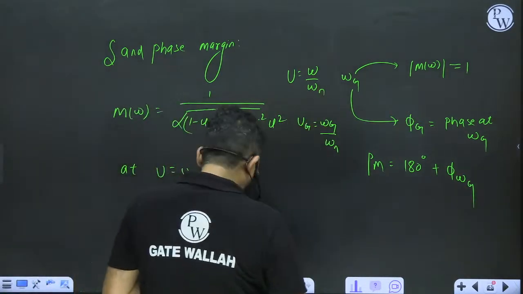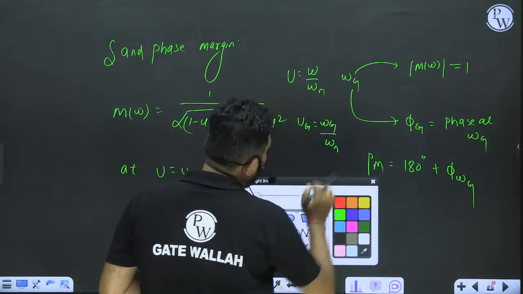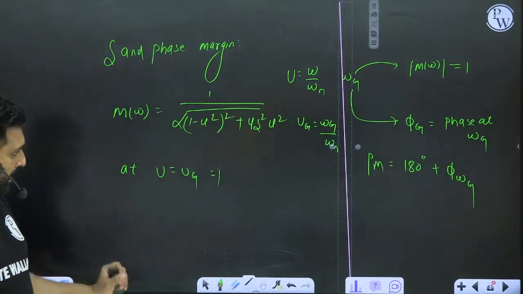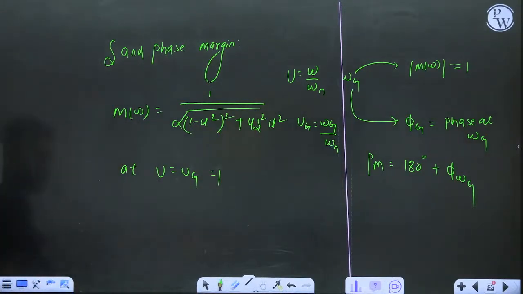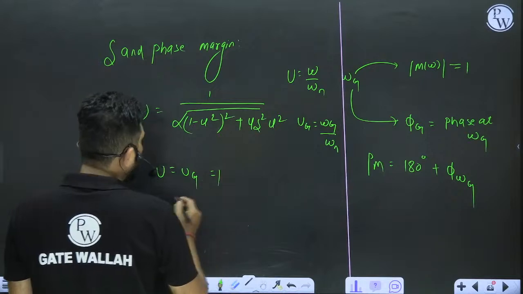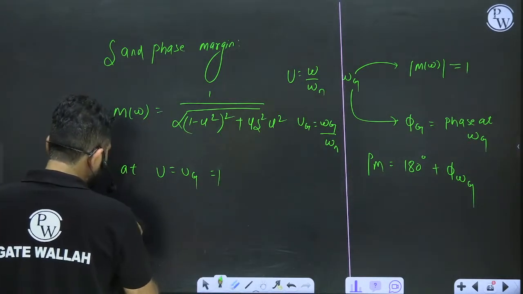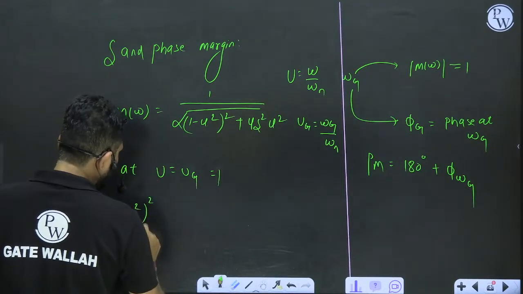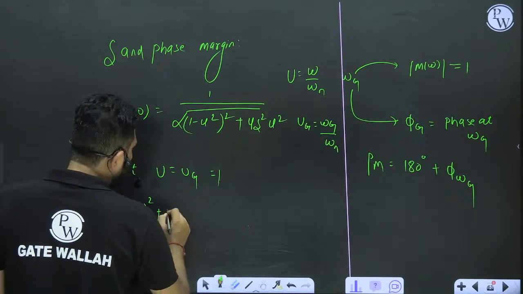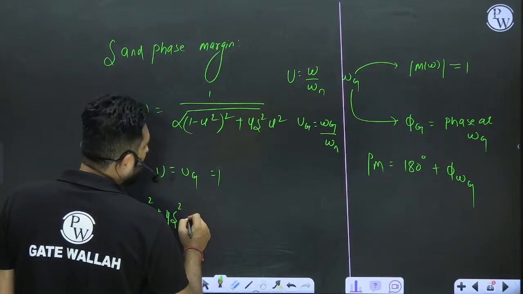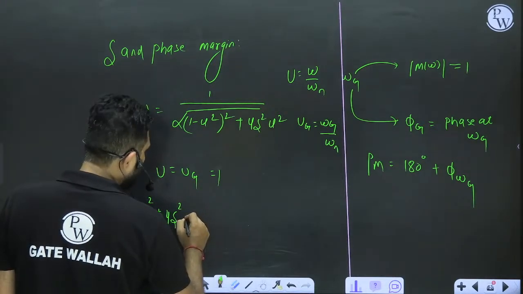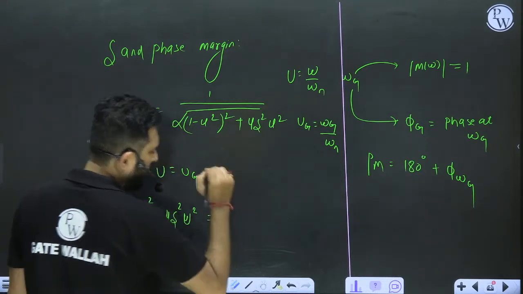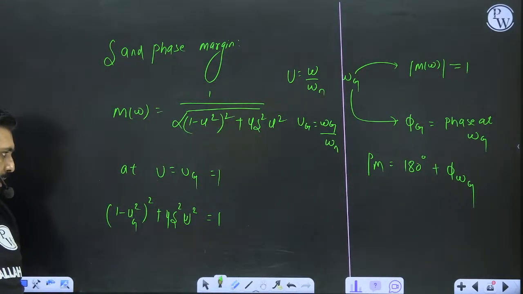What is the meaning of that? We will see this, sir. Guys, don't worry about the meaning. We will see the meaning in this week itself. But let us derive this one. M at omega g is equal to 1. So this means that 1 minus ug square, whole square, plus 4 zeta square ug square has to be equal to 1. Let's solve for ug.